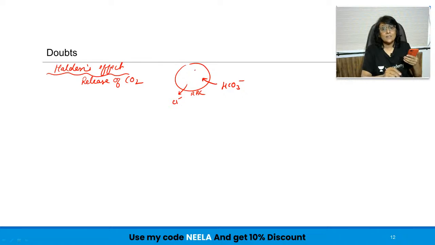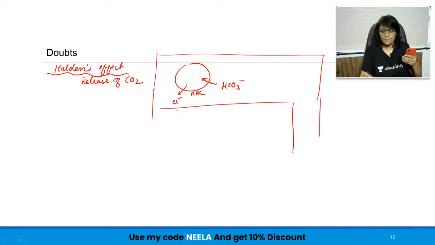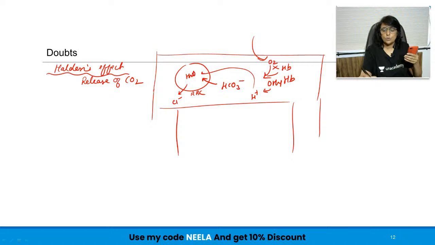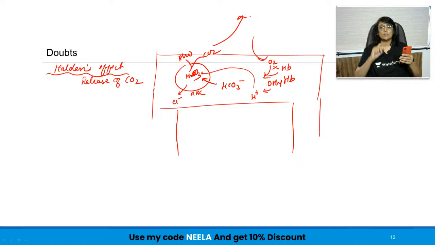Here, because this is happening at the lung level, if you remember this diagram, oxygen is diffusing in and it combines with hemoglobin. So you are getting oxyhemoglobin. Oxyhemoglobin acts as an acid and it releases H+. So these H+ also move in, and here there will be H2CO3, carbonic acid, which dissociates into CO2 and water, and this carbon dioxide is given out.